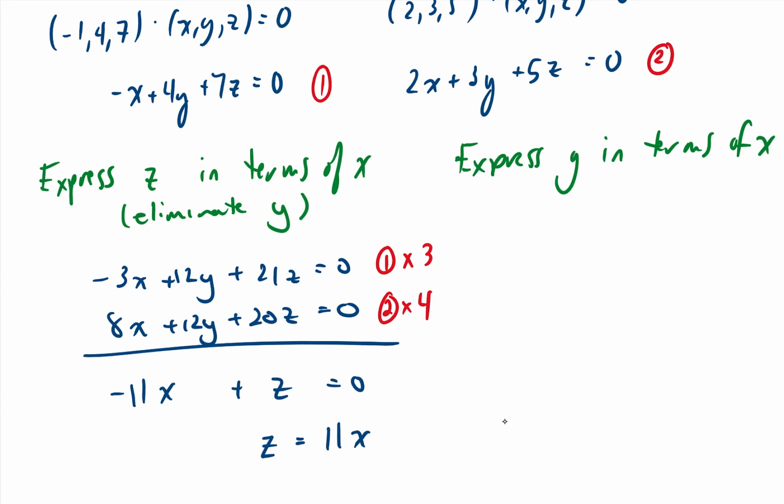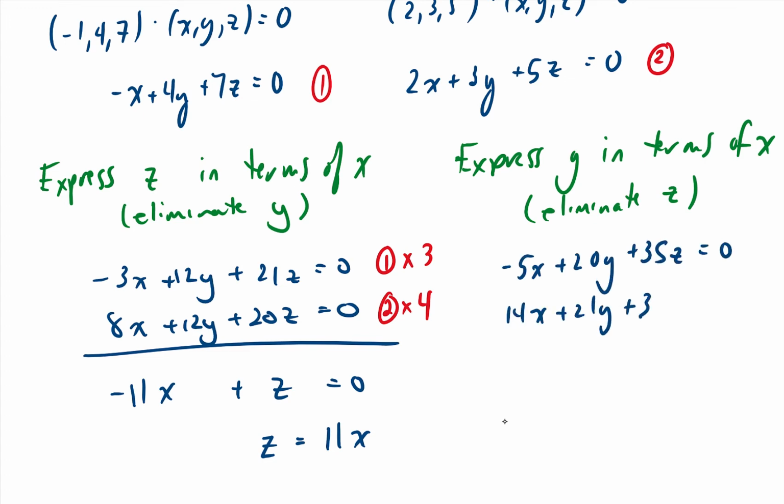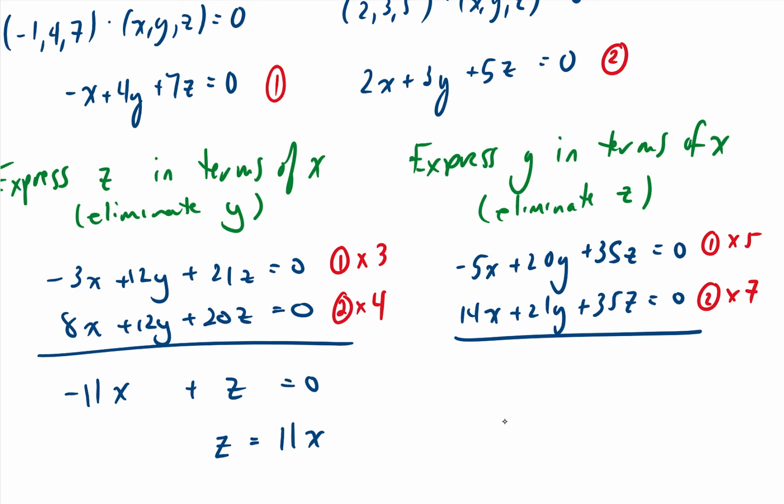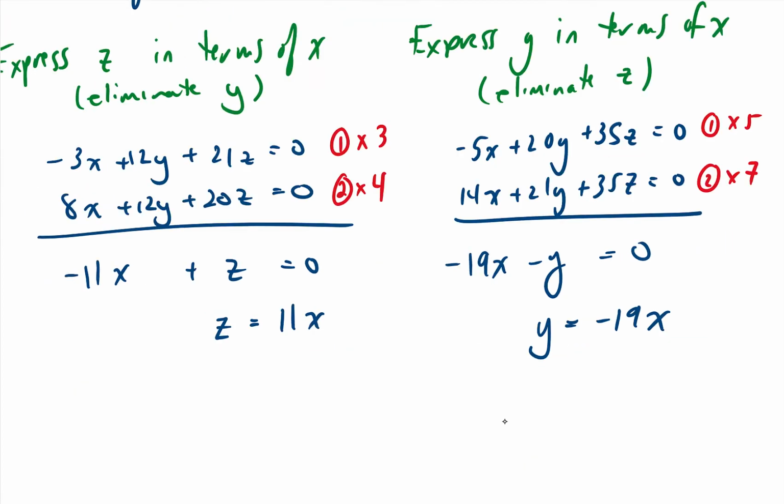Let's do the same thing for y in terms of x. So in this case, notice we're not talking about z, so we're going to eliminate z. And to do that, I'm going to multiply equation 1 by 5 and equation 2 by 7. And here's what I end up with. Subtracting these two equations, I end up with -19x minus y is equal to 0. And here I end up with y is equal to -19x.